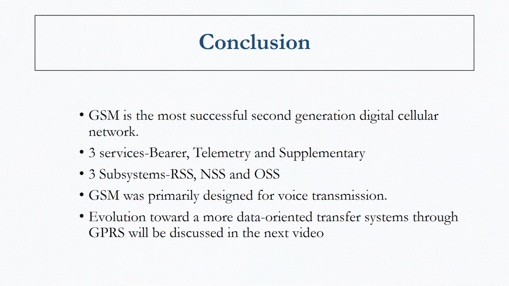To conclude, as you can see, GSM is the most successful second generation network. It provides 3 services, namely the bearer services, telemetry services, and the supplementary services. And of course, we've seen the 3 subsystems, namely the RSS called the radio subsystem, the NSS called the network and switching subsystem, and the OSS called the operation subsystem. So GSM is primarily designed for voice transmission. But more data oriented systems have come up. So let's take a look at the GPRS in our next video.